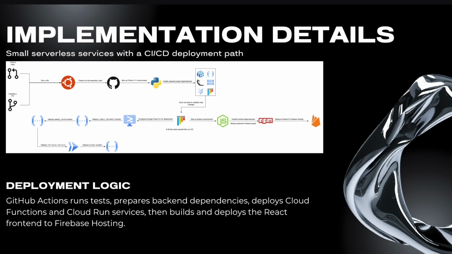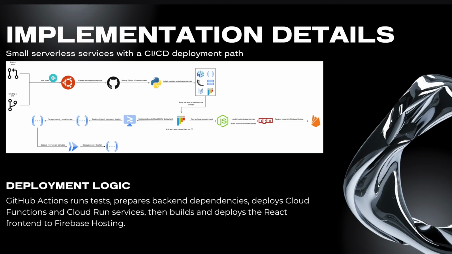So now we have implementation details. In the implementation details, I'll talk about our CI/CD pipeline, simply how our test cases are automated and how our deployment is also automated. So when pushing or creating a pull request, that triggers the CI/CD pipeline.